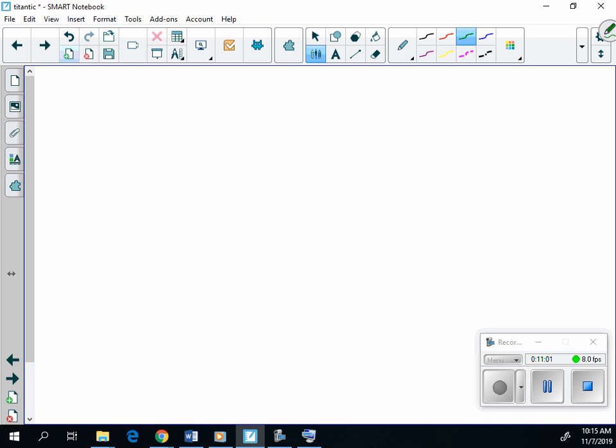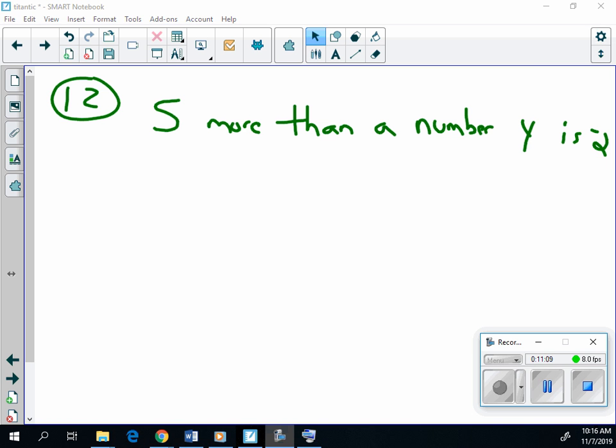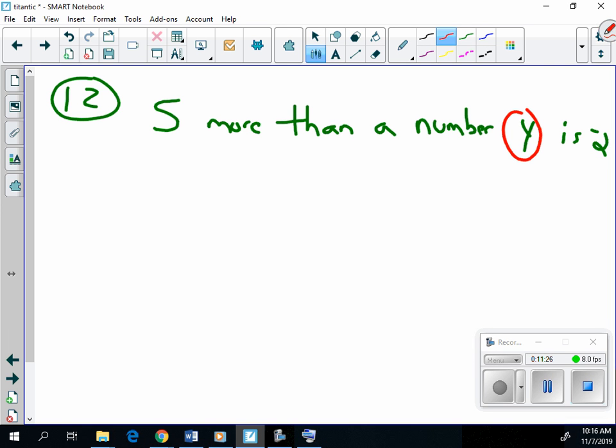How about number 12? All right, so here we are with a word problem, kinda. 5 more than a number y is -12. So when we see it written like this in word form and we have to make it look like numbers, we got to think about it. We have 5 more than a number y. We're calling it y. So 5 more than y is -2.